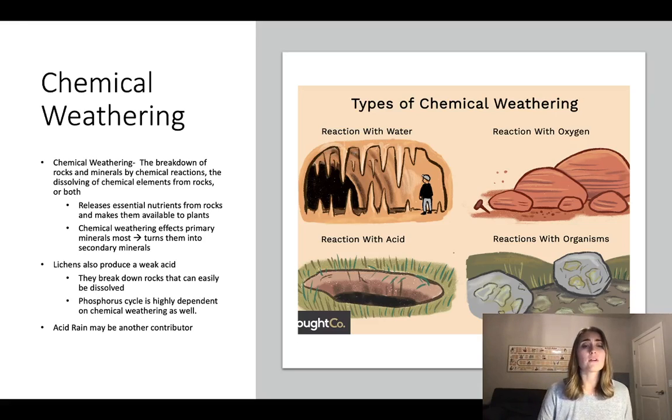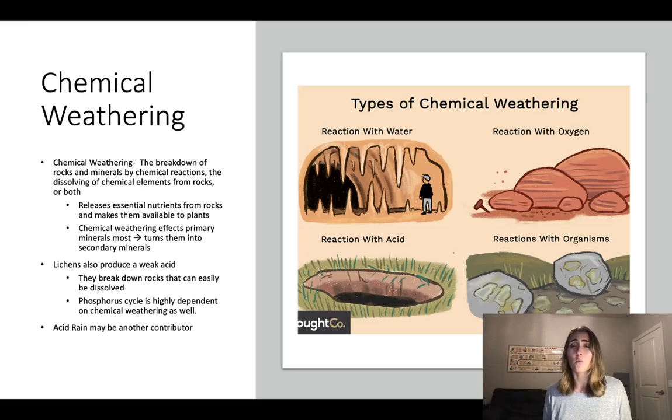Now, chemical weathering, this is going to be the breakdown of rocks and minerals by chemical reactions or the dissolving of chemical elements from rocks. It could be one or the other or both. Undergoing chemical weathering will essentially provide the same thing that physical weathering will, which is the release of nutrients from the rocks into some sort of soil so that they can then become accessible to plants.